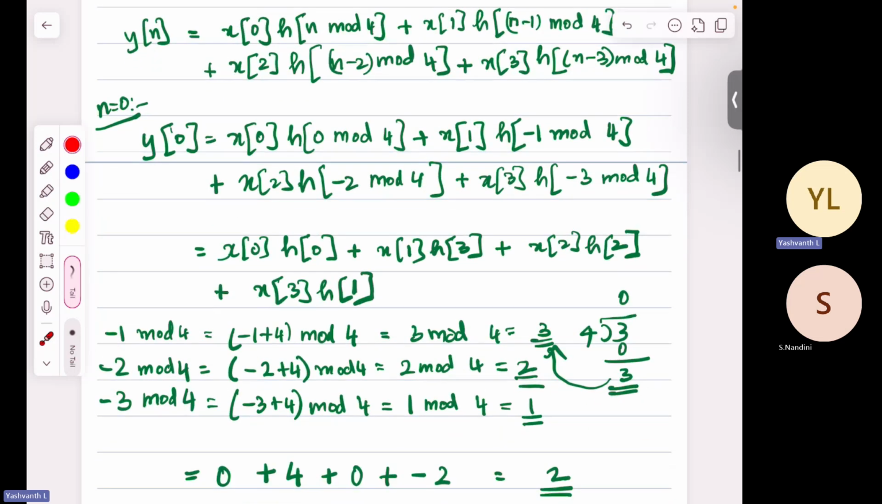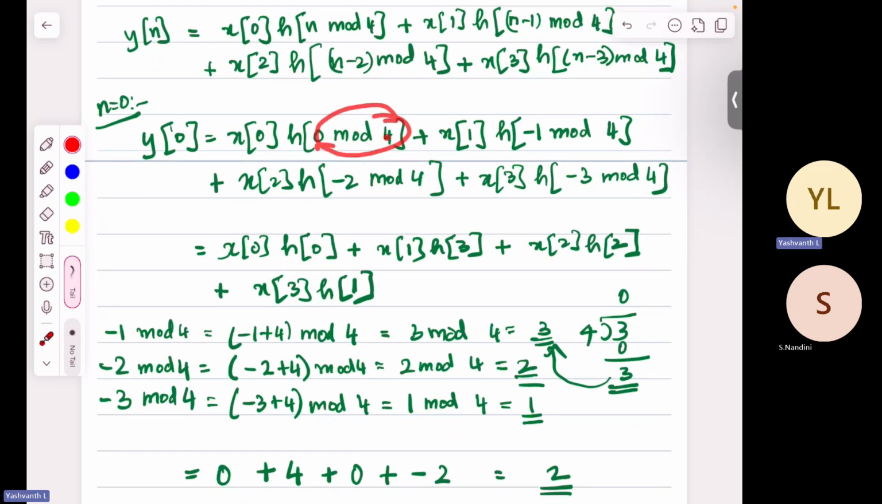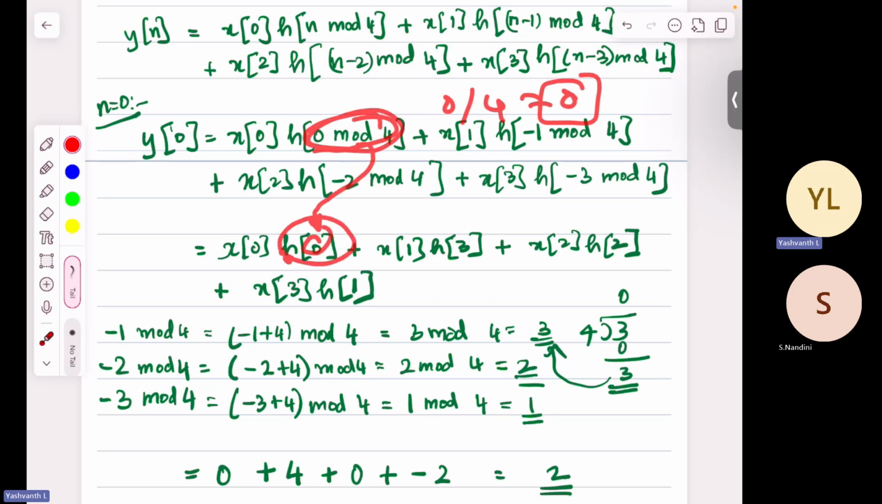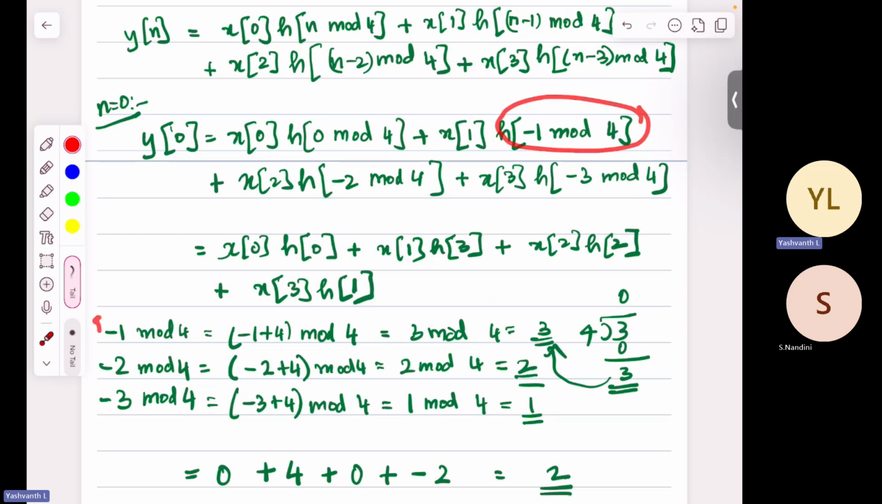Okay, now what is 0 mod 4? You divide 0 by 4 and see what the remainder is. But 0 by 4 is nothing but 0. It has no remainder. Therefore, 0 mod 4 is 0. So h of 0 mod 4 is h of 0. Now, what is h of minus 1 mod 4? I have written it down here.